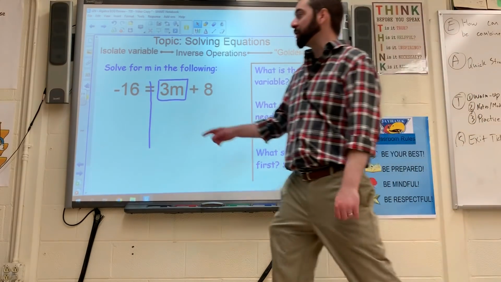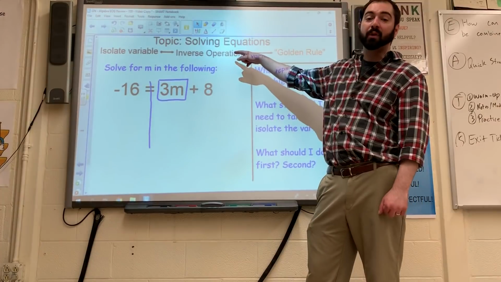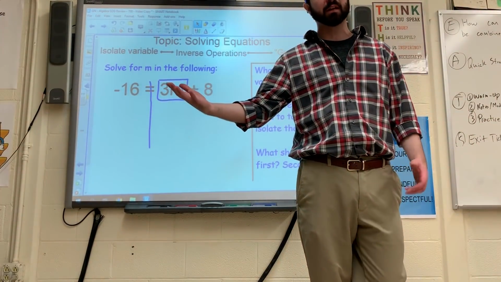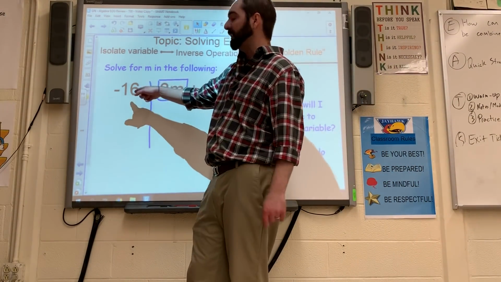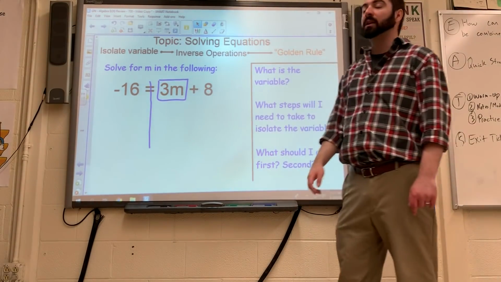Well, remember, anytime we're trying to solve a two-step equation, our goal is to isolate the variable, use inverse operations, the opposite operations, and the golden rule, whatever we do to one side of the equation, we do the exact same to the other. So if I gave you a question such as negative 16 is the same as 3 times m plus 8, we need to solve for m.